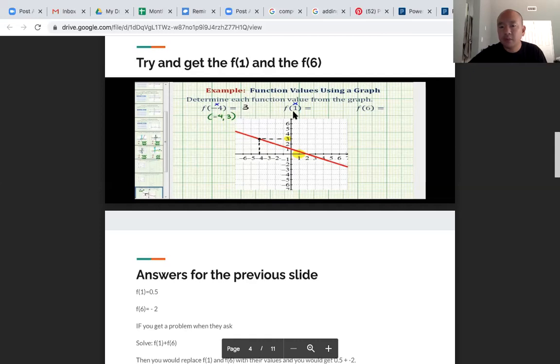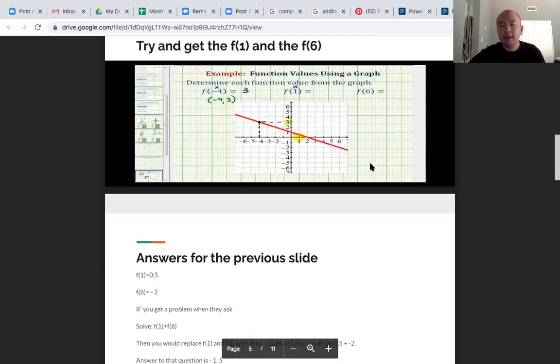All right, let's try 1. If we go 1 right here, you look at this value and you will see that it is about the halfway point. Okay, it's half, it's not quite 1. So I would say the f of 1 is 0.5. What about the f of 6? Well, if you look at 6 here, remember the 6 is the x value. You want to look at its corresponding y value, so that would be -2. Okay, and I hope that kind of helps with that.